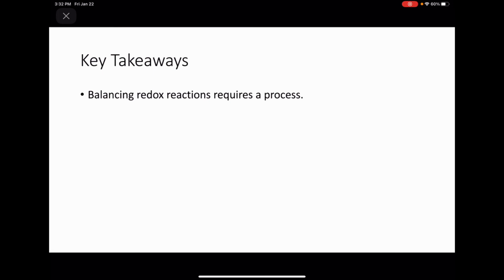Now that you've seen an example of how to balance a redox reaction, the easiest way to learn is by practicing. Basically, this whole video was just about that process. It's not a simple inspection, where you add numbers to both sides and you can get it right. You have to follow the steps in order. Otherwise, you won't get a properly balanced redox reaction.